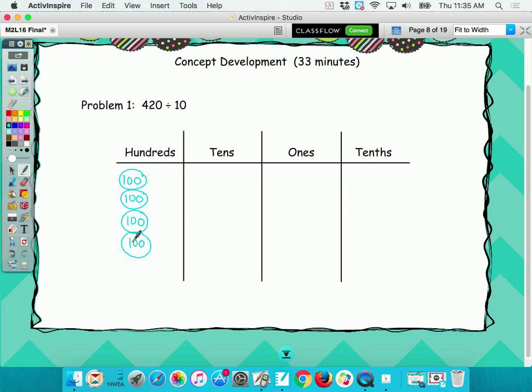Okay, and how many 10s do you need? Okay, and when I divide by 10, how many place values do the digits move over? 1. So I'm going to start with my 10s. Divide my 10s. What do I get? 2 1s instead of 2 10s. Then I will divide my hundreds by 10.